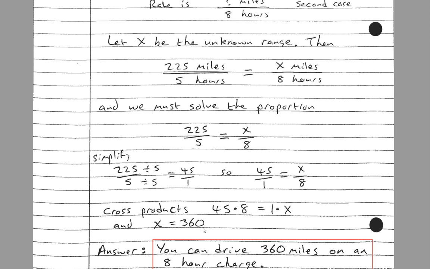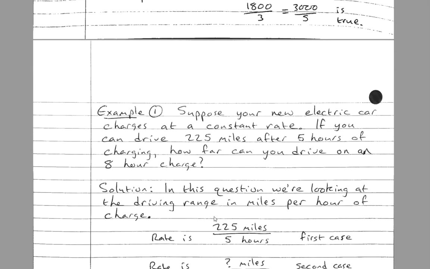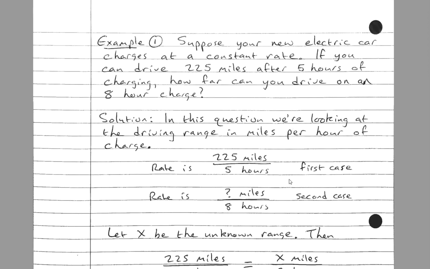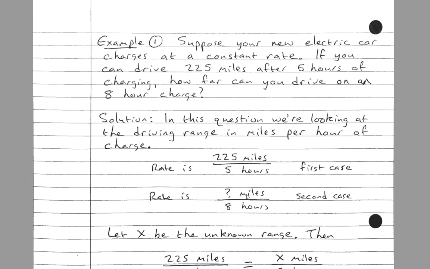Don't stop there. I mean, you've got the answer, but now go back and answer the question. You have to break this out, but then interpret what that number means. So that x, that's how far you can drive on an 8-hour charge. And then just double check that answer makes sense to you.